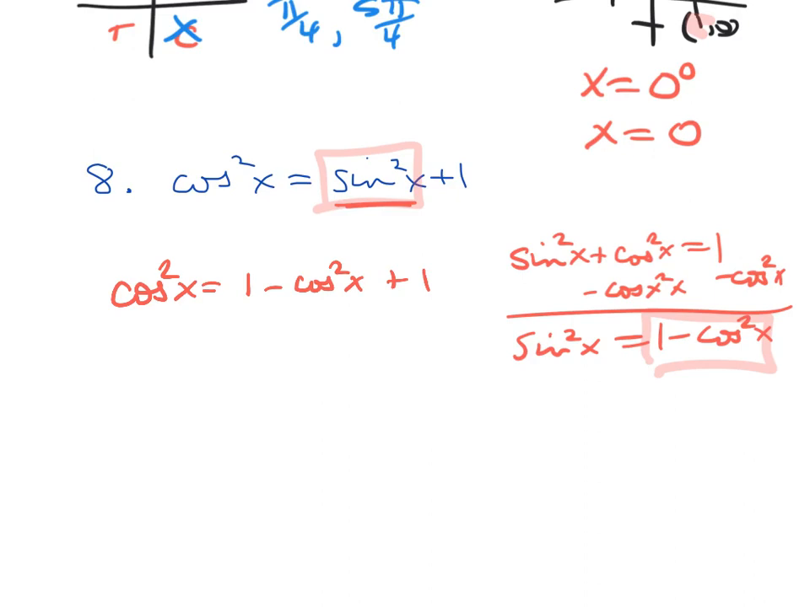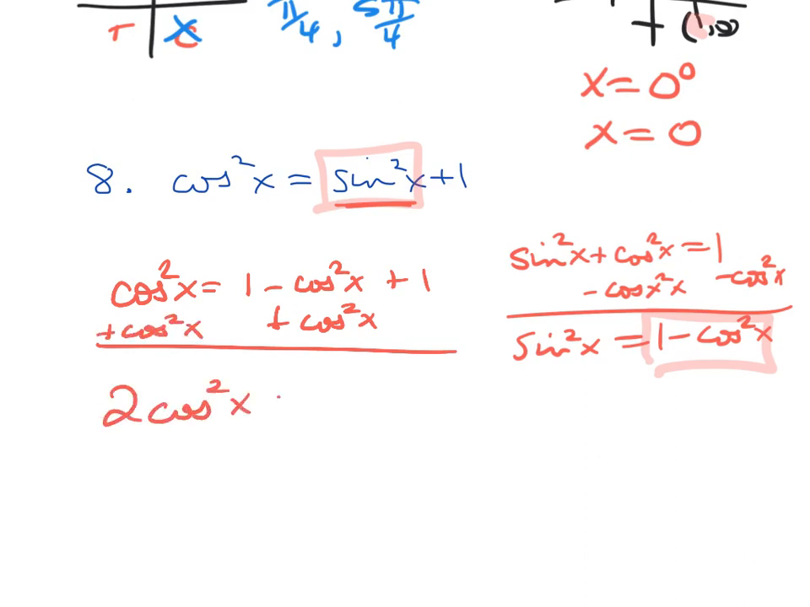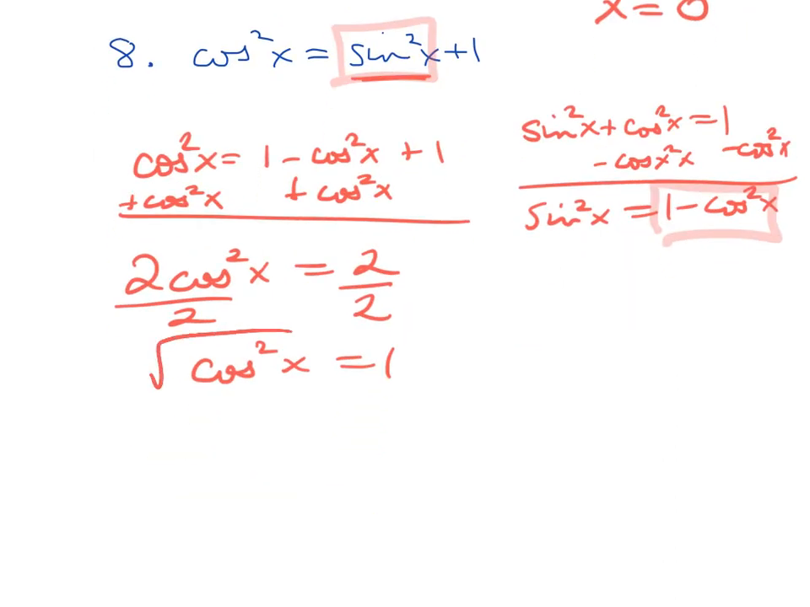So now I'm going to add the cosine squared. So I get 2 cosine squared x equals 2. Divide by 2. Cosine squared x equals 1. I need to square root both sides. So cosine x equals plus and minus 1.